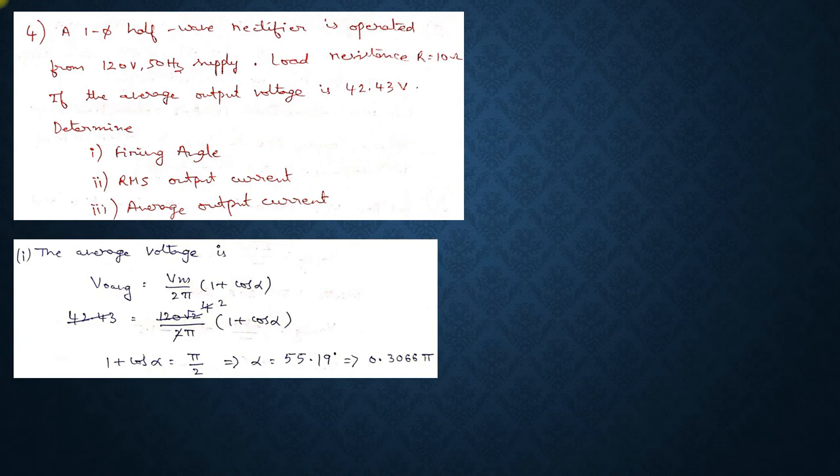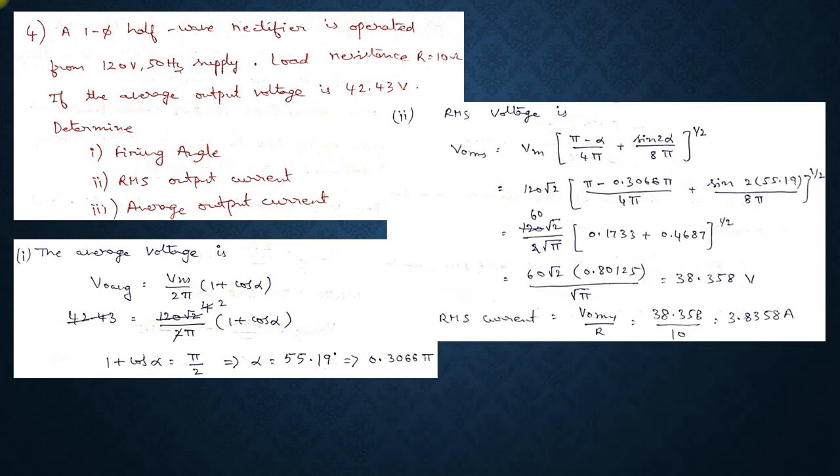Yeah, so this is the formula for half wave rectifier, Vm by 2 pi into 1 plus cos alpha. So after calculation we are getting alpha equal to 55.19 degree, and the RMS voltage formula is this one. After that if you substitute you will get 38.358, and RMS current is V naught RMS by R simply, so it will be equal to 3.8358 ampere.